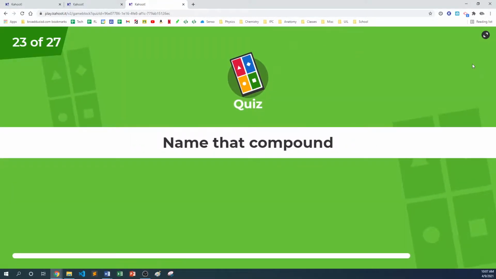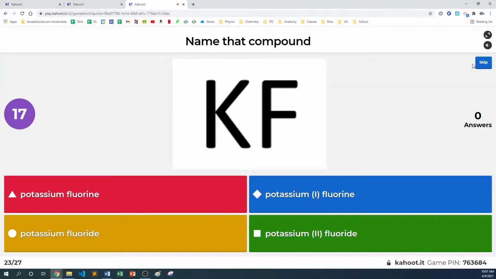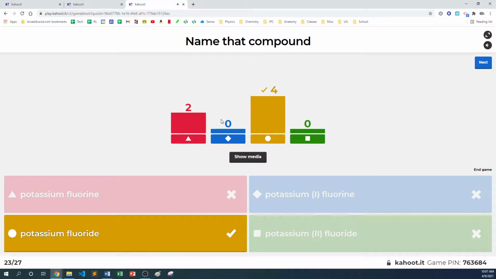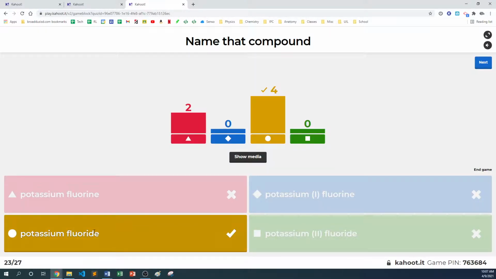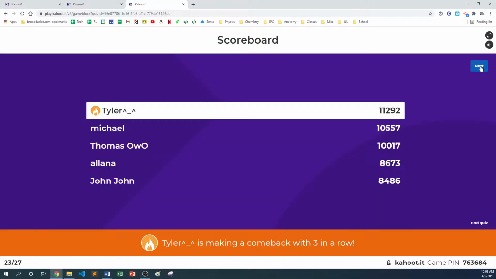Name this compound. KF. Potassium always has a +1 charge, so we don't use Roman numerals with it. It only makes sense if it's potassium. The anion, fluorine, gets a special name with the -ide ending. So it's potassium fluoride. Roman numerals are only used if the metal has more than one common charge. Potassium is in group 1A and always has +1.